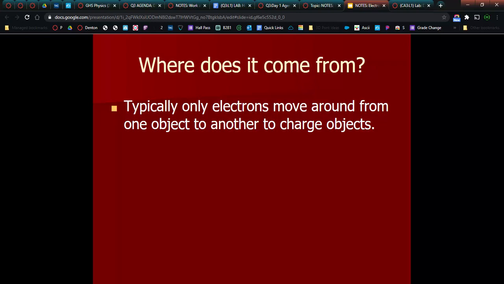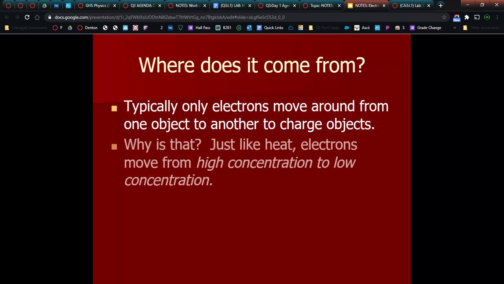So again, typically only electrons move around. I did take that time to tell you about hydrogen. But why is it that the electrons move? Well, it's just like heat. We already learned about thermodynamics. Electrons flow from high concentration to low concentration.